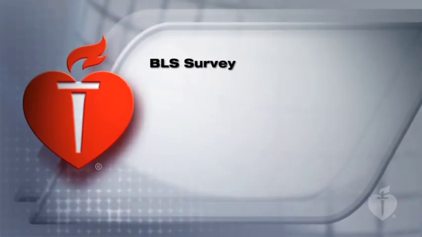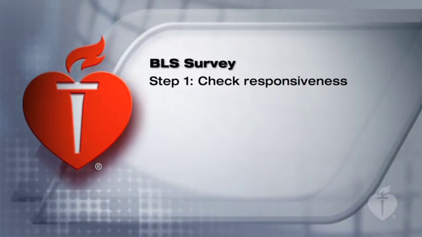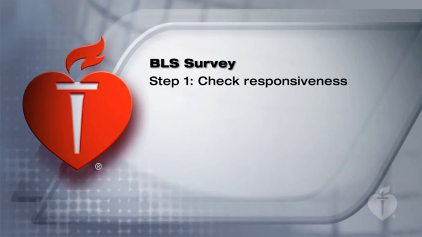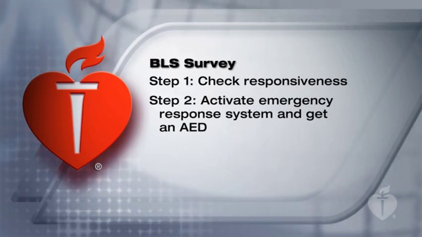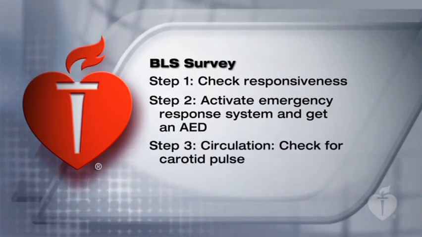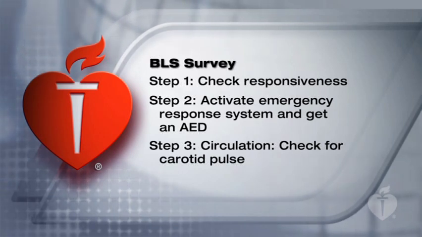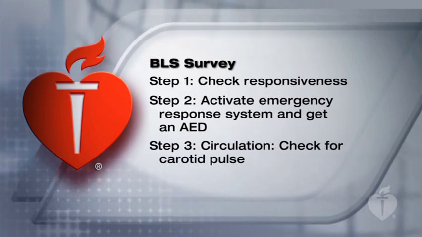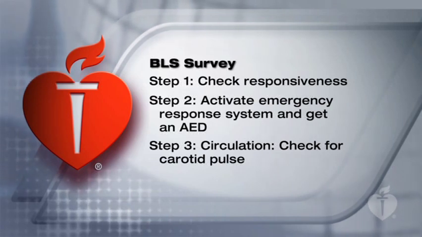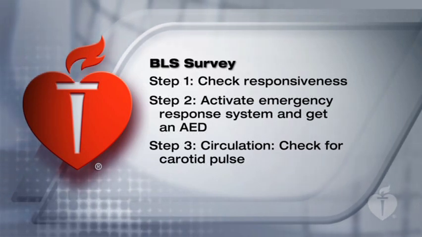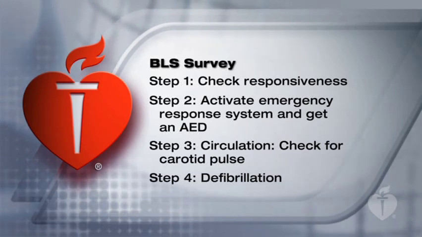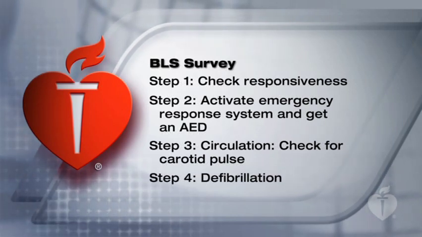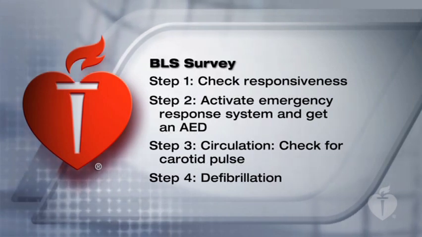Let's review the 4 steps of the BLS survey. Step 1. Check responsiveness. Tap and shout and scan the chest for movement. Step 2. Activate the emergency response system and get an AED. Step 3. Circulation. Check for a carotid pulse. If you cannot feel a pulse within 10 seconds, support circulation by giving cycles of 30 chest compressions followed by 2 ventilations. Step 4. Defibrillation. As soon as possible, connect an AED or defibrillator, and if indicated, deliver a shock.